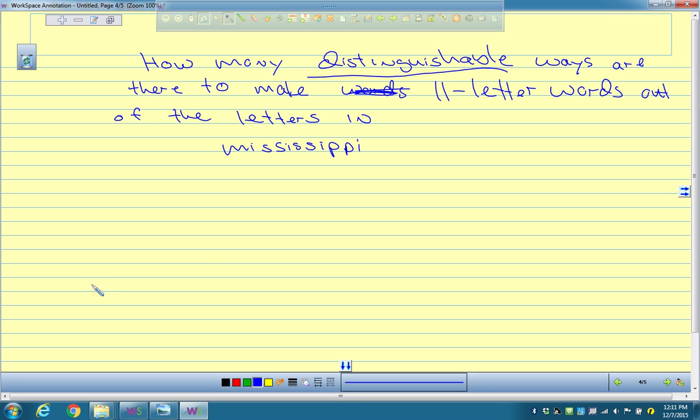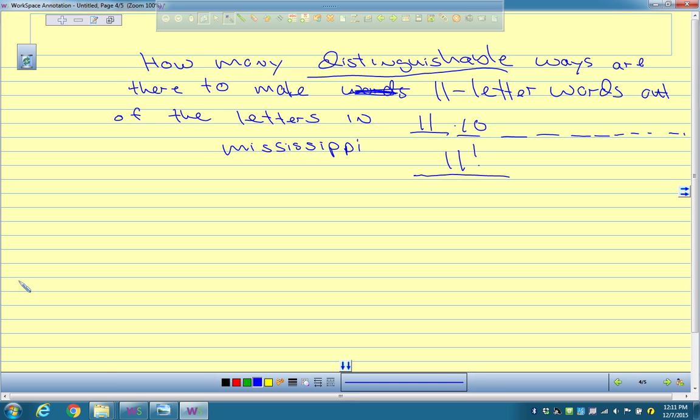How many choices are there for the first spot? 11. There's 11 different letters, right? How many for the second spot? 10, right? So I had 11 times 10 times 9 times 8 times 7 times 6, and so on, until I get to 1. That would be 11 factorial on the top. Well, they're not necessarily going to be words. Right. We're considering a word to be any arrangement of letters.